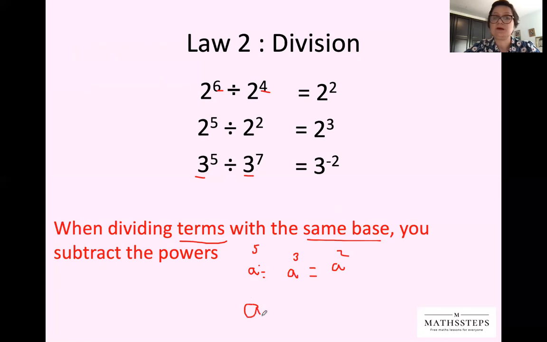If we have a to the power of minus 5, for example, divided by a to the power of minus 7, now be careful here with take away, because take away a negative number becomes a positive. So it's minus 5 minus minus 7. So a to the power of minus 5 minus minus 7 equals a to the power of minus 5, minus minus 7 is plus 7, so minus 5 plus 7, and the answer is a to the power of 2.